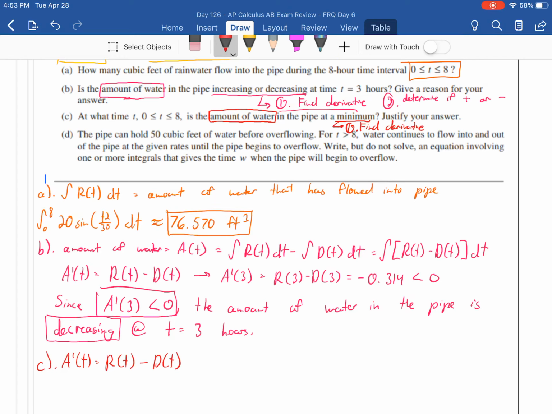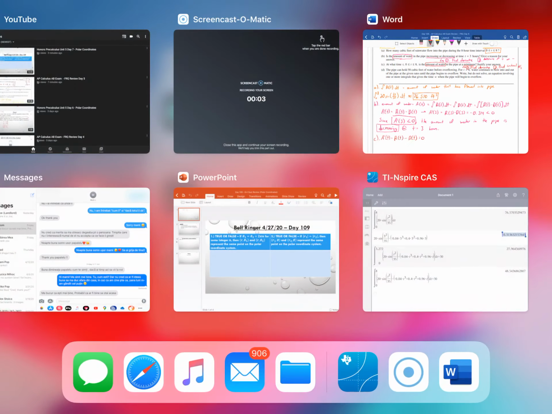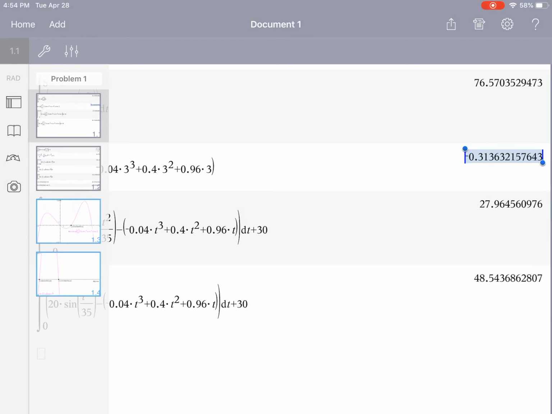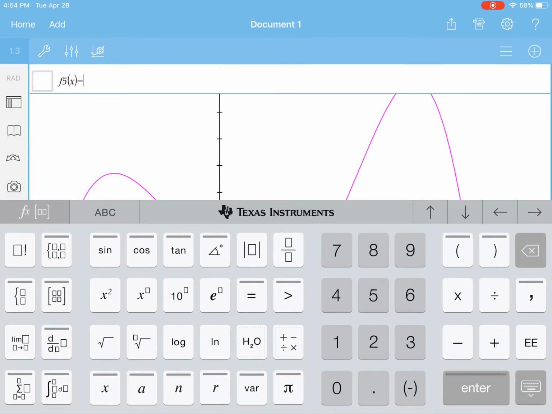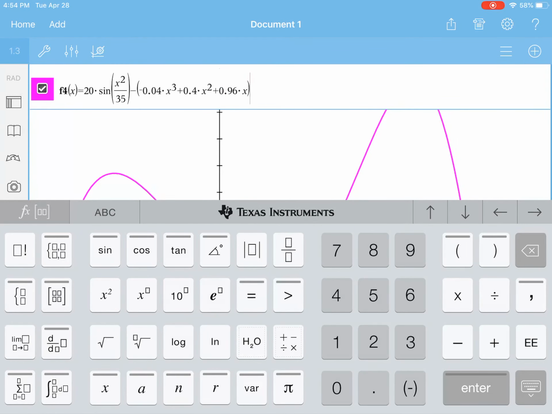So now our second step is going to be different. Our second step now is to find critical numbers. So remember, a critical number is when the derivative is equal to 0. So we're going to find when the difference between these two functions is equal to 0. And once again, I did this already on here. So the way I did it is you want to graph r of t minus d of t, so 20 times sine x squared over 35 minus the quantity, and so on and so forth. You want to plug that equation into your calculator and just graph it.